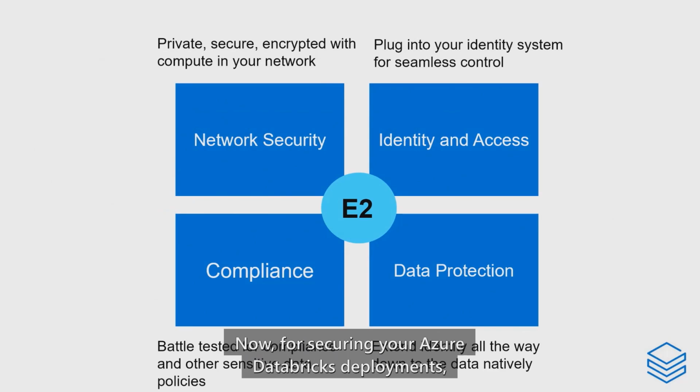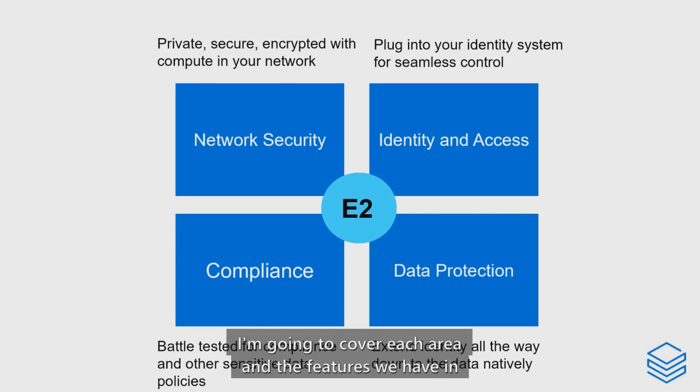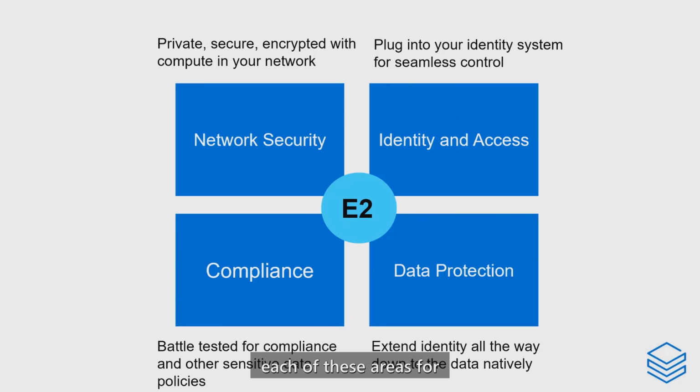Now for securing your Azure Databricks deployments, we have something called E2, which is a set of features that cover these four critical areas: network security, identity and access, data protection, and compliance. I'm going to cover each area and the features we have in each of these areas for implementing best practices on security.